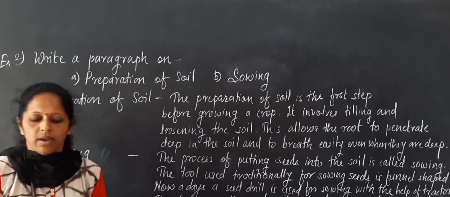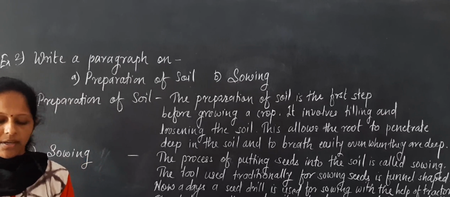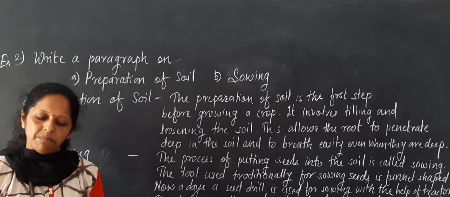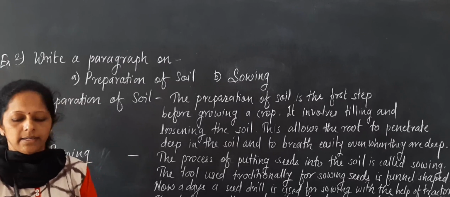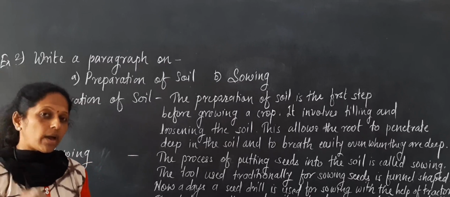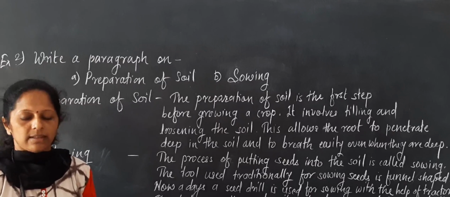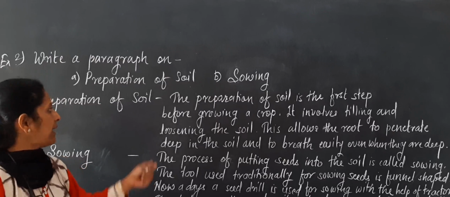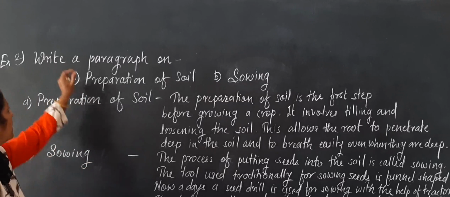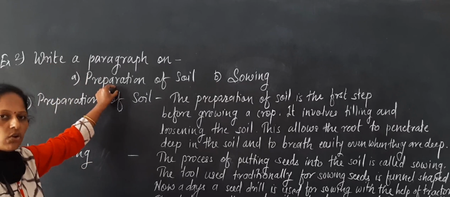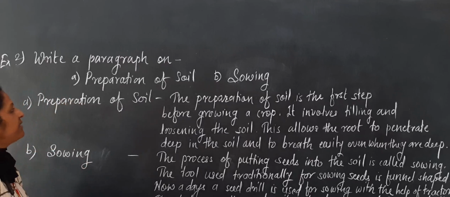So first, as we saw, why should paper be saved, and prepare a list of ways by which we can save paper. Then: answer the following questions in 5 to 6 sentences. Three questions are going to be asked, and for each question there are 3 marks, so there are 9 marks in total. The second example I am showing for the 3-mark question is: write a paragraph on preparation of soil, and the second one, B, is sowing.